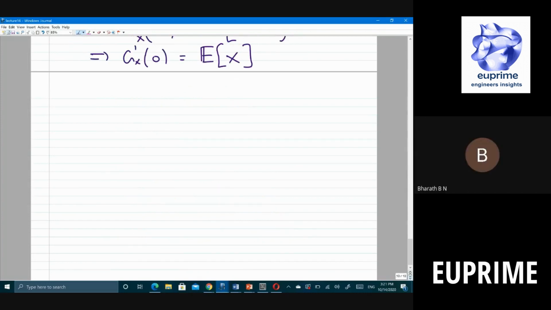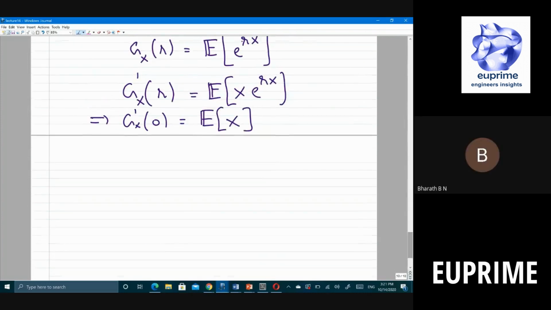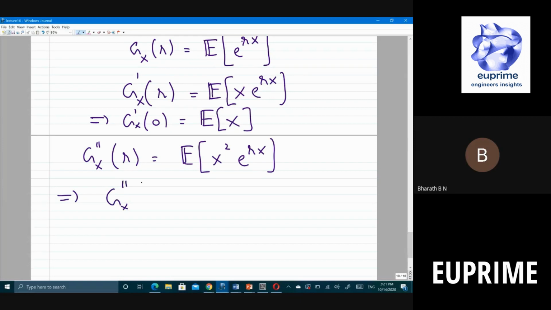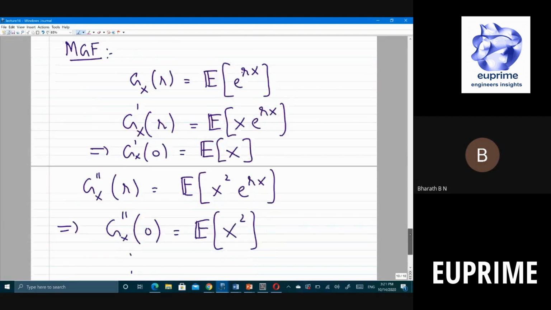Okay, so anyway, I'll just repeat one more thing. If you look at Gx double dash of r, what do you get? It's the expected value of x squared e to the power rx. So this implies g double dash of 0 would be the expected value of x squared. So that means you can compute all the moments using the moment generating function. That's why it's called the moment generating function, MGF.